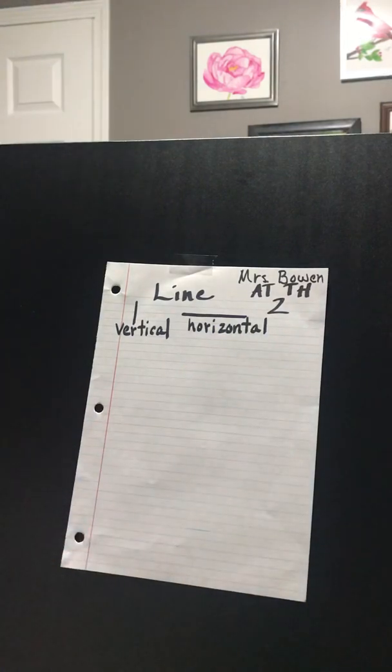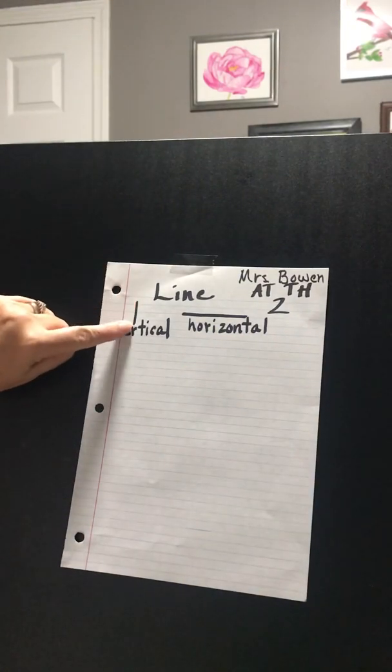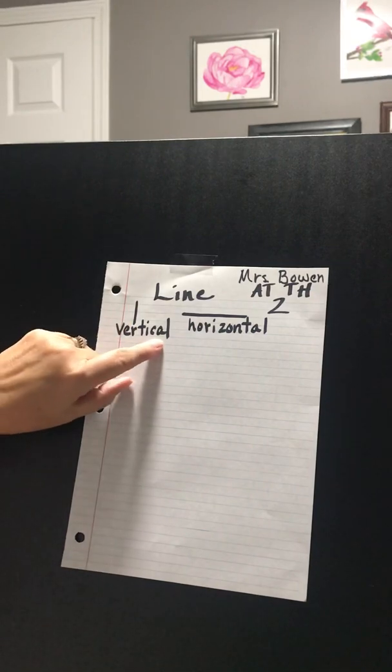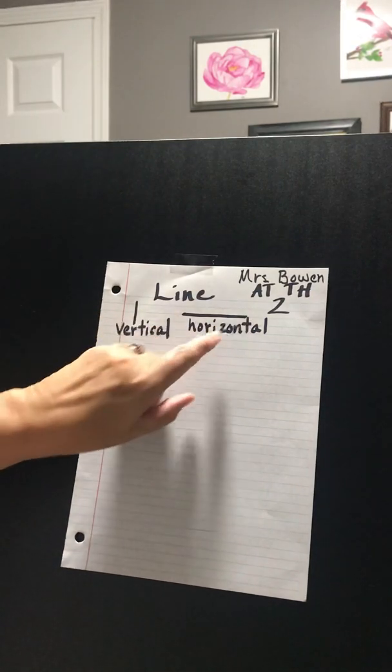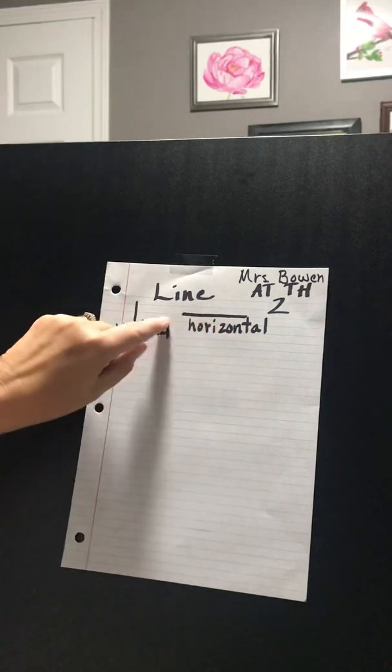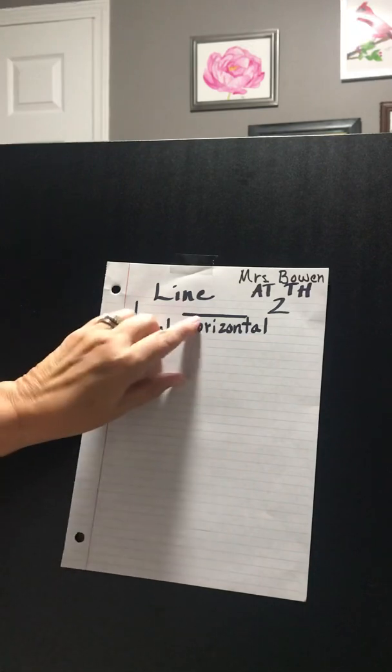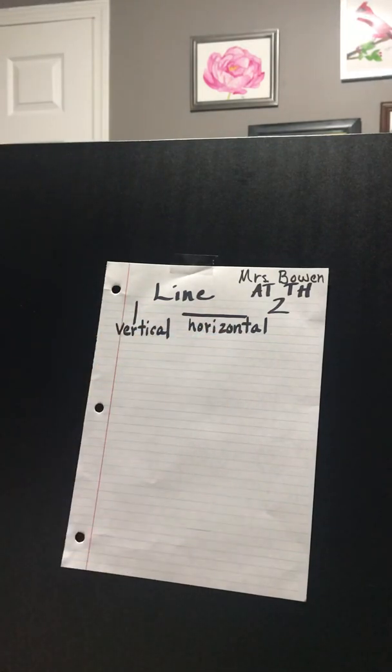So I'll give you a few minutes to write those down. I need you to do a line that goes top to bottom like the number 1, and that is vertical. And a line that goes left to right, we call that horizontal. And you can use those light blue lines that are on your paper and just go over top of one of those for your horizontal.